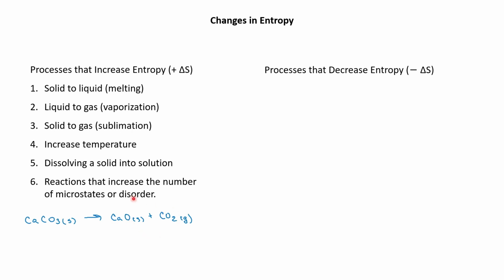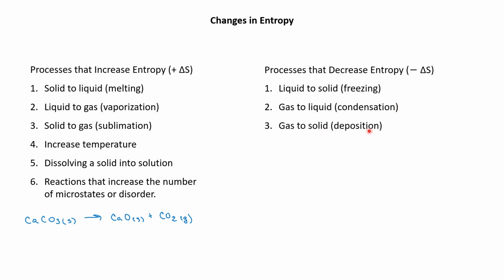Now let's take a look at some processes that will decrease entropy or will give you a negative value for delta S. Going through our phase changes like we did for our increase in entropy, if you freeze a substance, then you're going to a more ordered state. That is going to be a negative value for delta S. If you condense a gas to a liquid, again, you're going to a more ordered state. That will give you a negative delta S. And of course, gas to solid or deposition, you go from a very disordered state to a very ordered state. So that also is going to be a decrease in entropy.